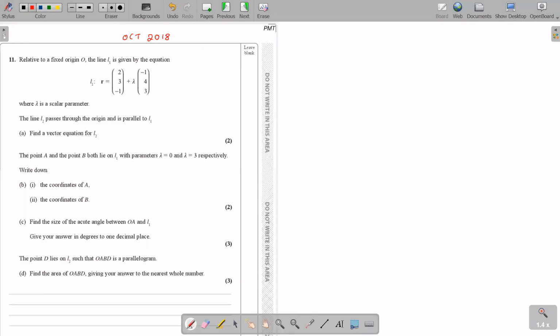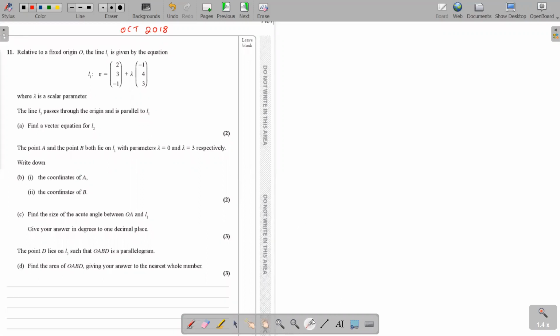Okay, so today I will be discussing some questions related to vectors. So we'll start with the October 2018 question. They say here, relative to a fixed origin O, the line L1 is given by the equation r equals (2, 3, -1) plus lambda times (-1, 4, 3), where lambda is a scalar parameter.